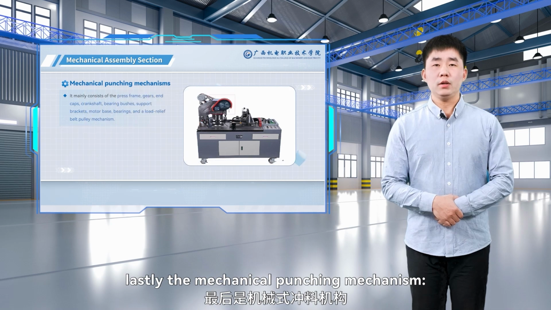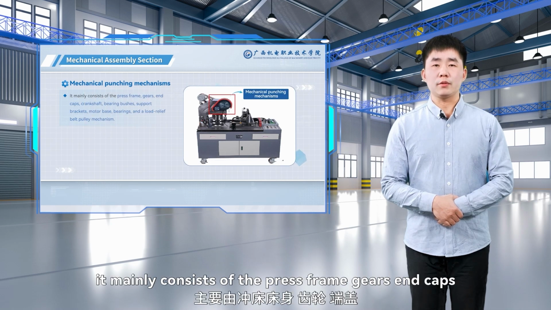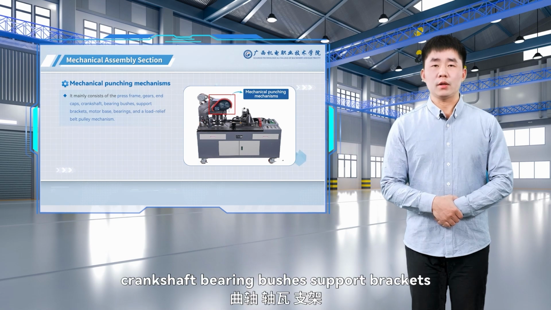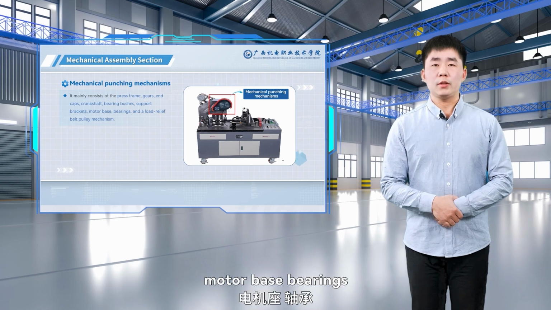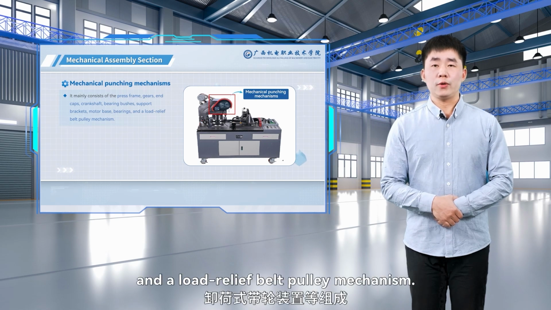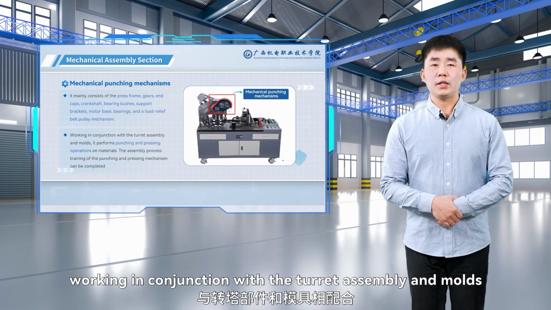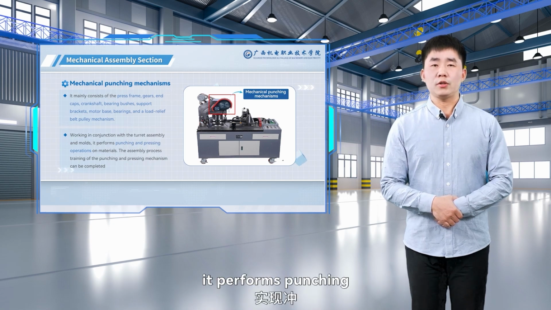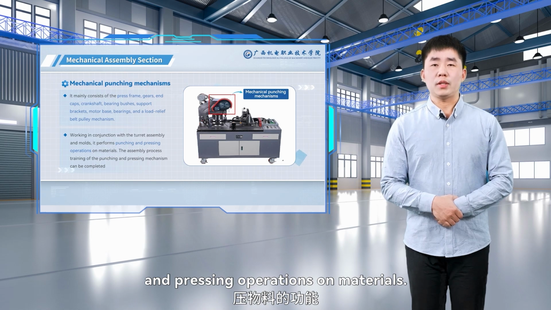Lastly, the mechanical punching mechanism. It mainly consists of the press frame, gears, end caps, crankshaft, bearing bushes, support brackets, motor base, bearings, and a load relief belt pulley mechanism. Working in conjunction with the turret assembly and molds, it performs punching and pressing operations on materials.